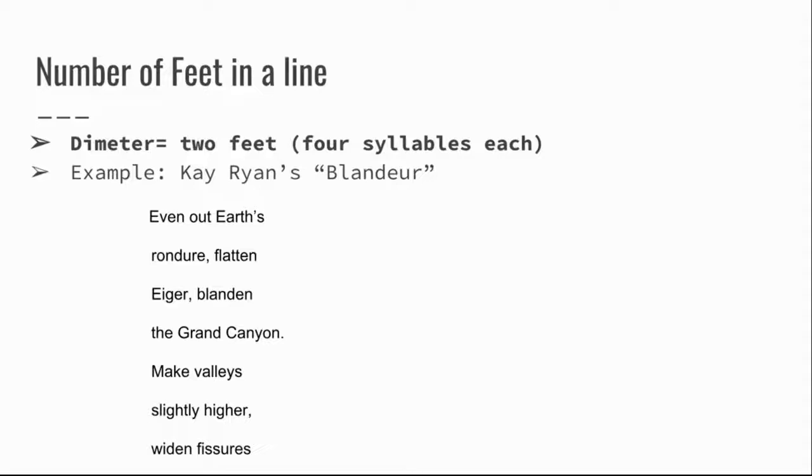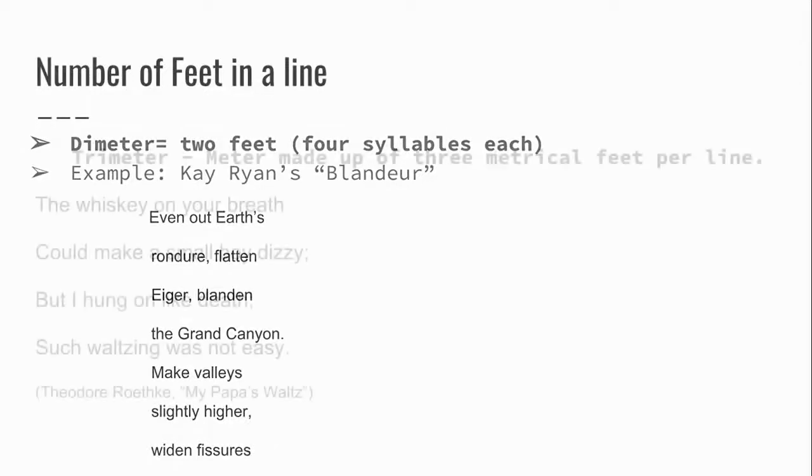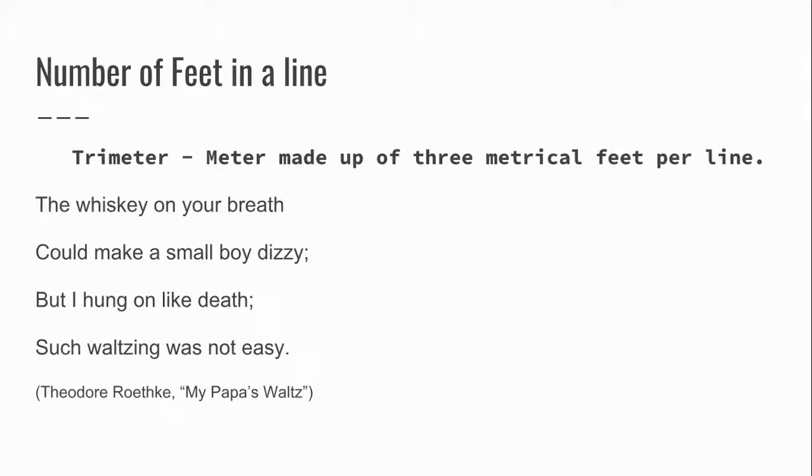Continuing our pattern, we have trimeter, which is 3 metrical feet per line. So for example, the whiskey on your breath could make a small boy dizzy, but I hung on like death. Such waltzing was not easy. I did try to accent certain syllables when I was reading that just now, so that you would be able to tell where each meter ended. I hope you were able to tell that there were clearly 3 metrical feet in each line of poetry there.